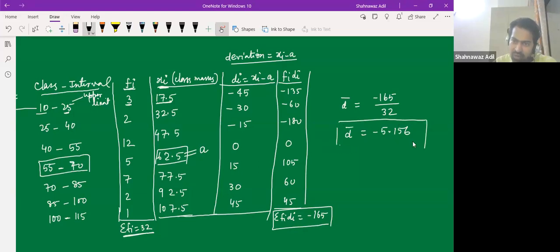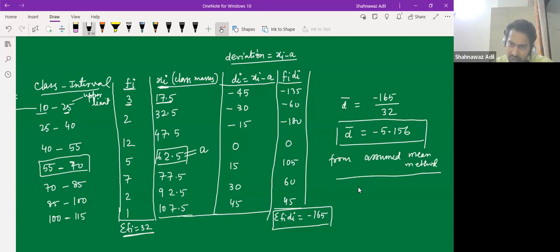So from the assumed mean method, your mean would be D bar plus A. So D bar you have calculated, minus 5.156. And what is the mean that you have assumed, guys? 62.5. So plus 62.5. So this is 57.3.